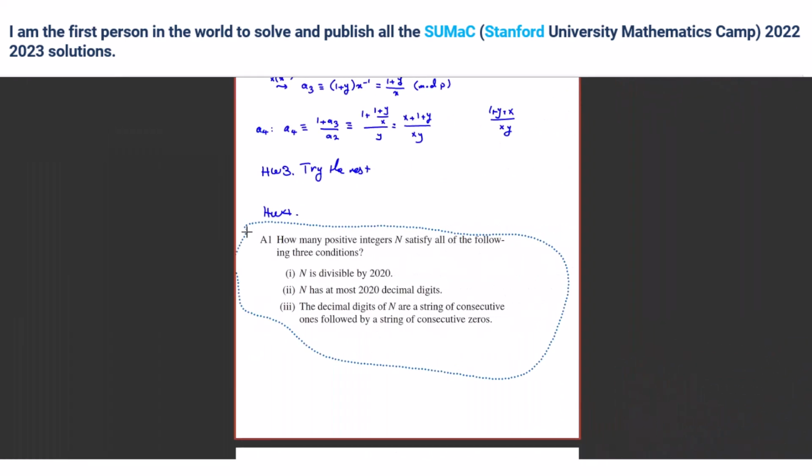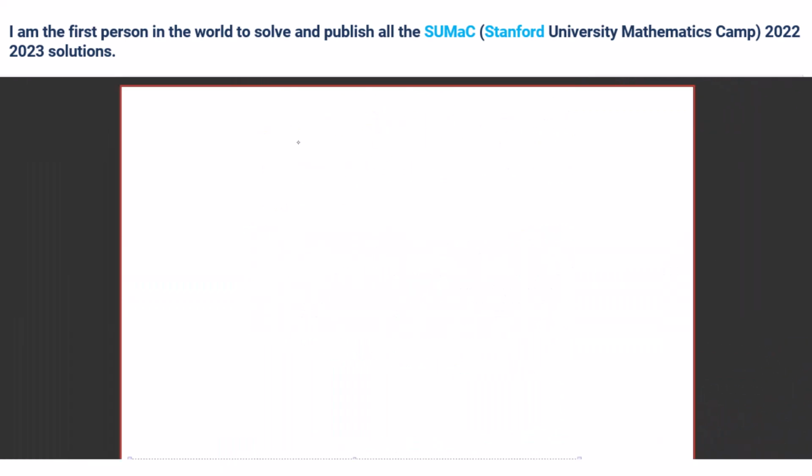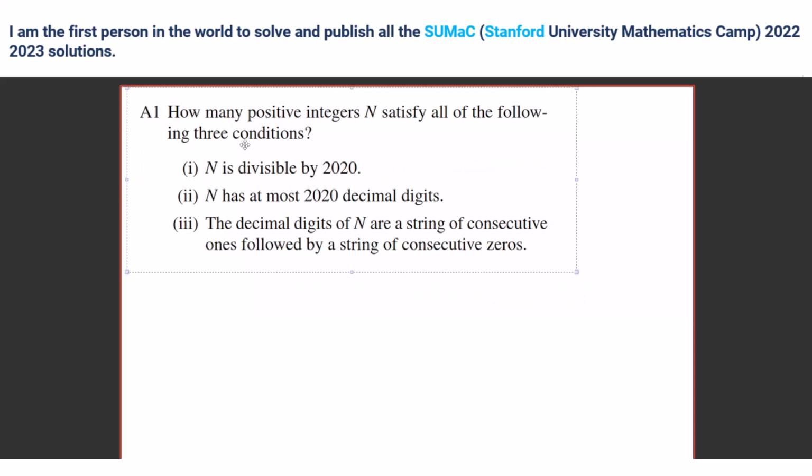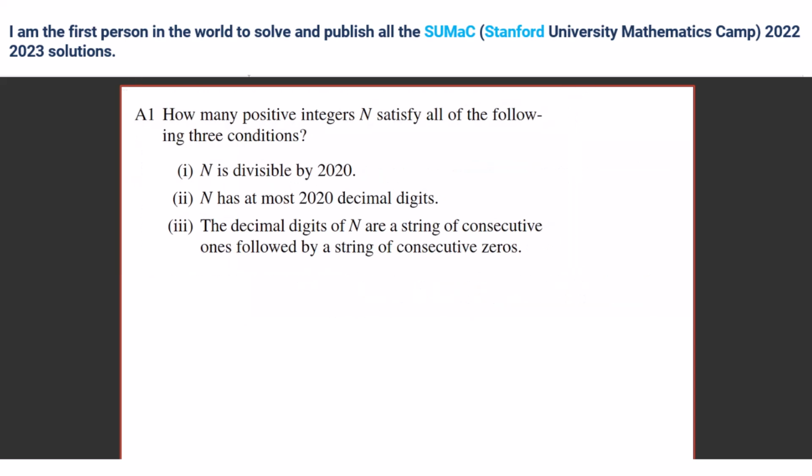Let's try this. Okay. Let's try this part together. It says how many positive integers. This one, but I'd like to start from scratch if that's okay.